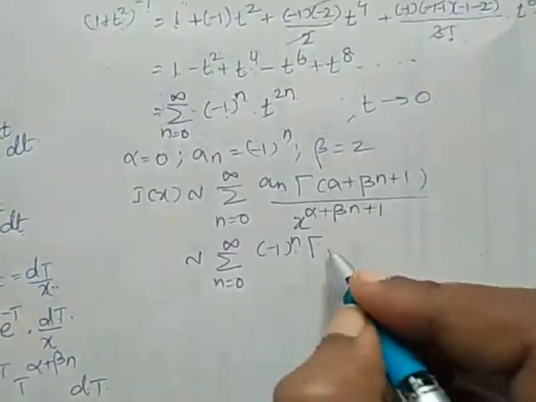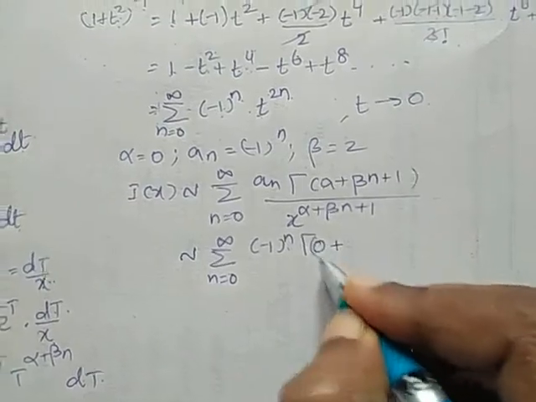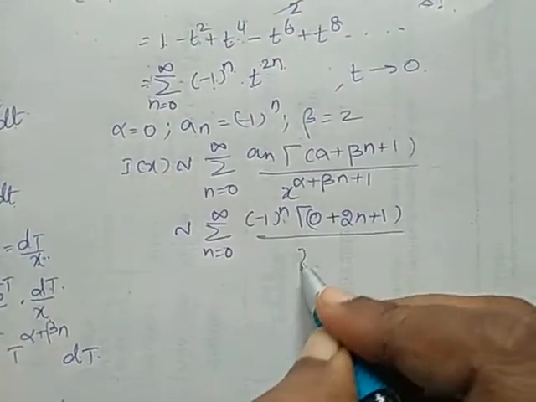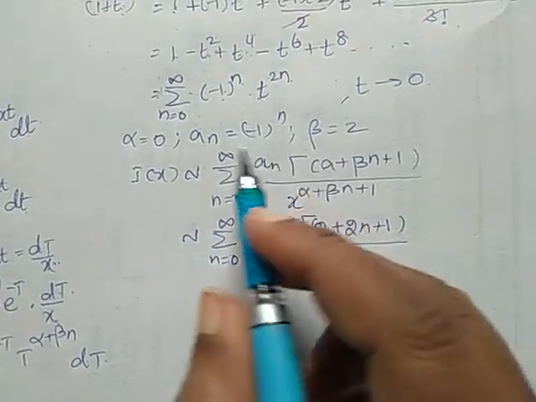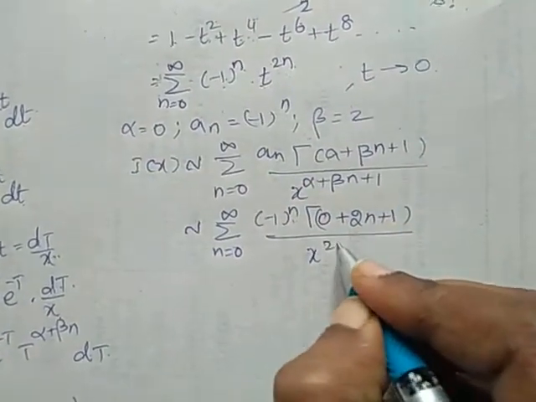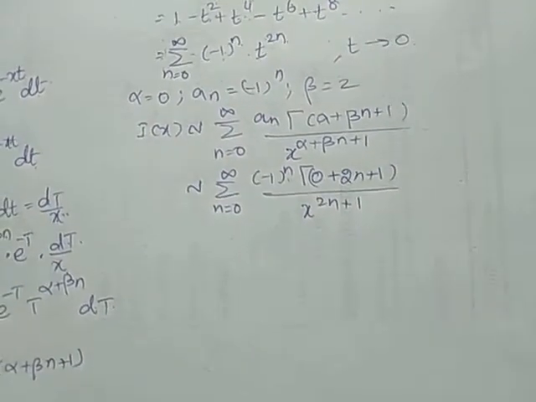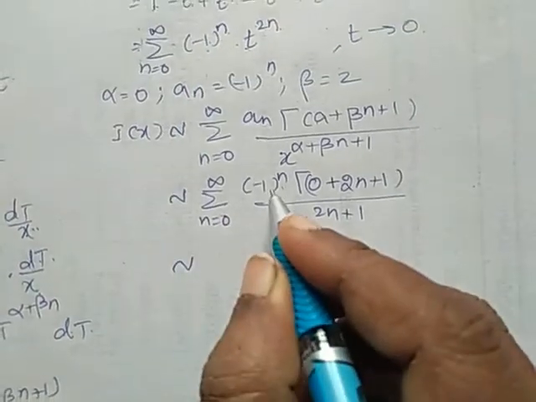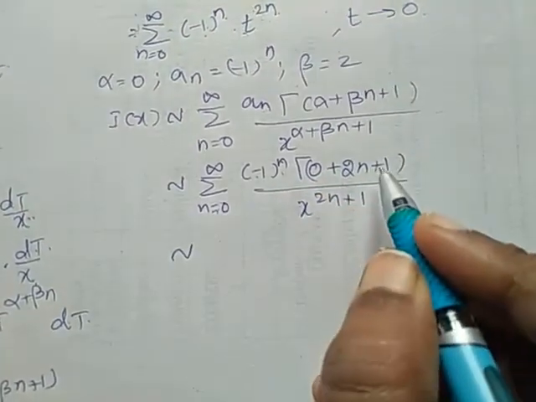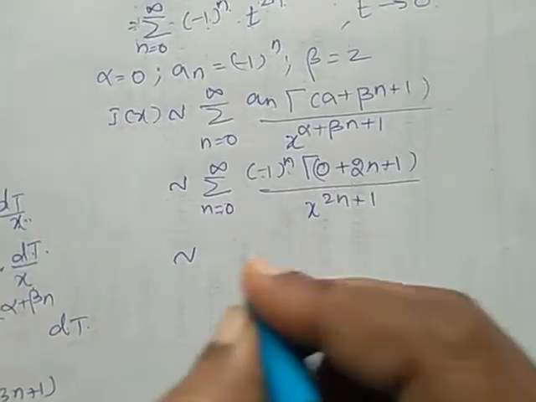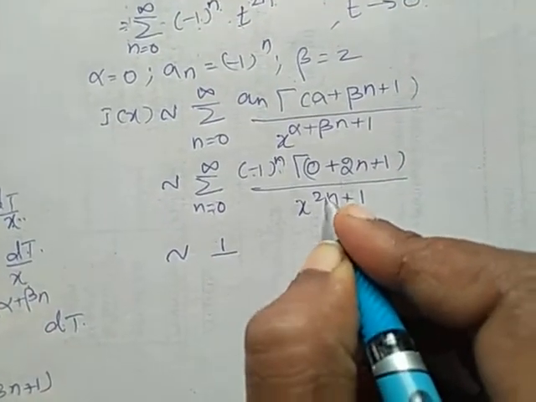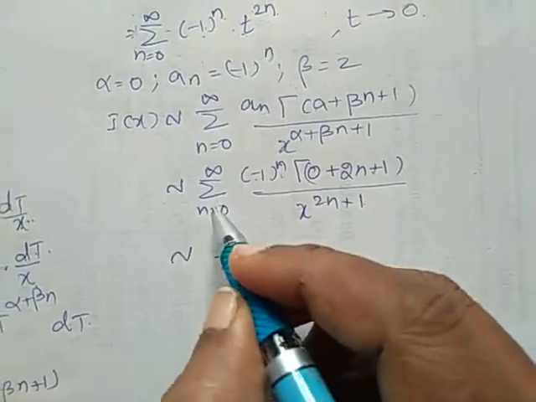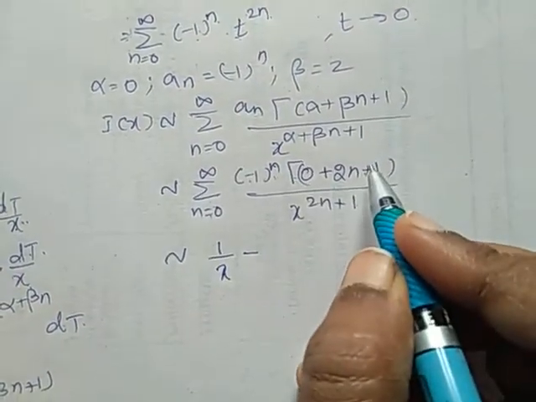Plus, beta is 2n plus 1 divided by x to the power alpha is 0, 2n plus 1. So, when we expand it, we will get, when n is 0, it is positive, gamma of 1. Gamma of 1 is 1 itself. X to the power 0 plus 1 is x. When n is 1, it is negative. When n is 1, it is gamma of 3.